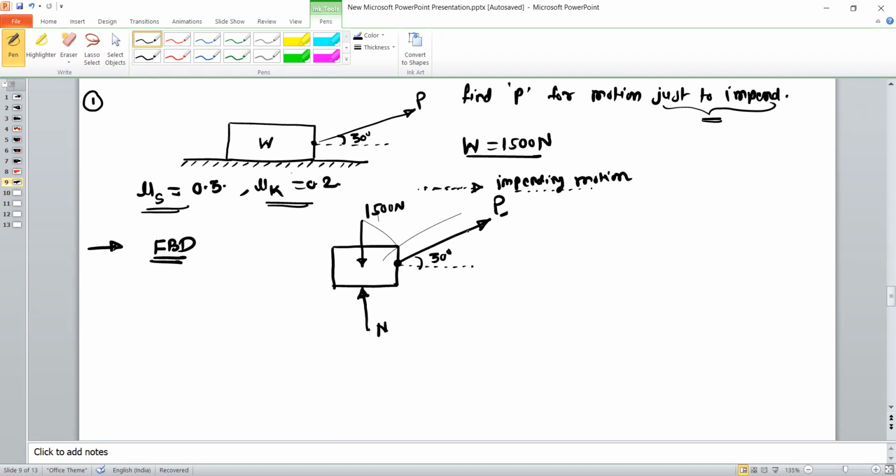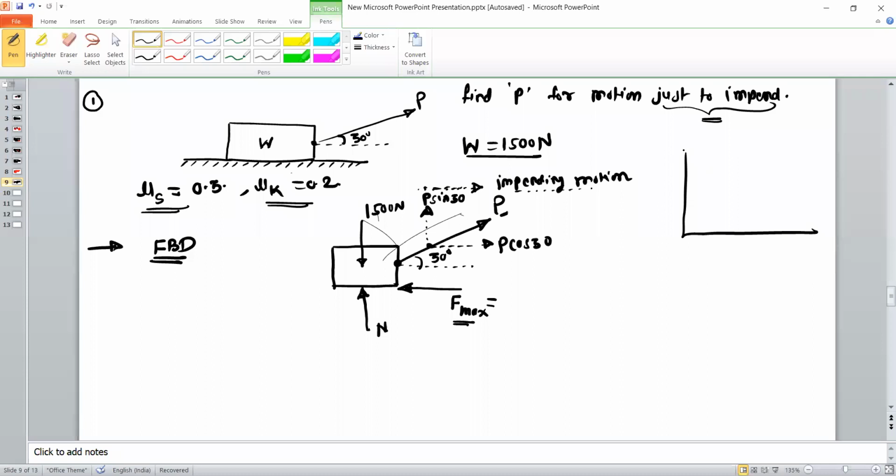Now resolve this force P. The x component will be P cos theta, and the y component is P sin theta, that is P sin 30. Because of this force P, the surface will offer a resisting force to the motion, and this force is nothing but the limiting frictional force, that is F max. We use the F max value only for this condition, just to impend. That means at this condition, the frictional force will be the maximum frictional force.